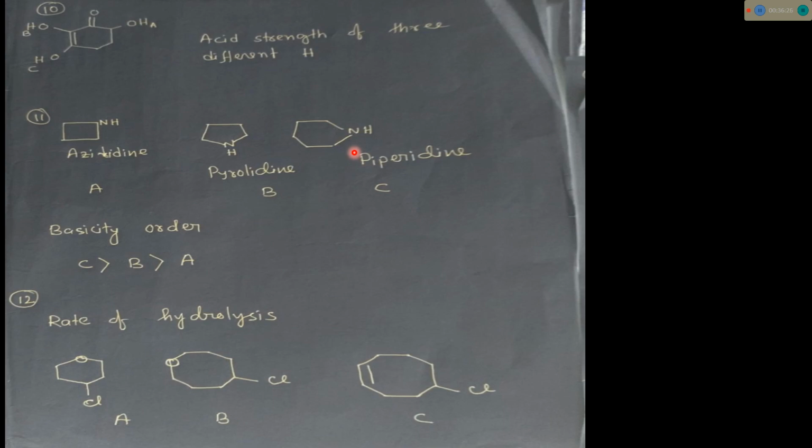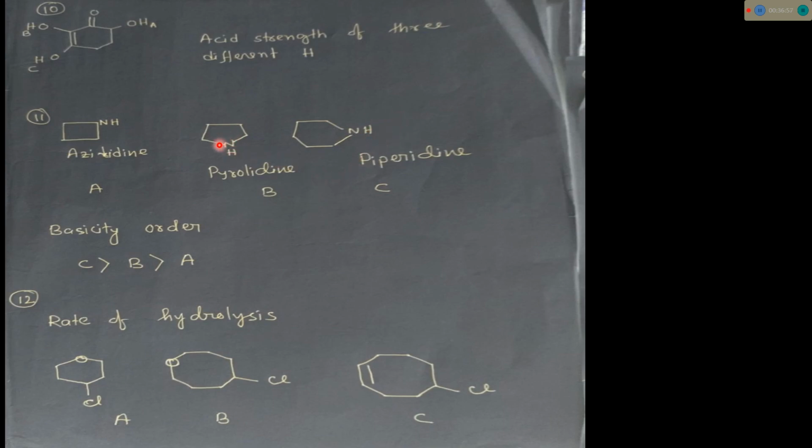So less s character means it is more available for attack. That's why among these three nitrogen bases, piperidine is more basic. So piperidine's lone pair is more available. Piperidine's lone pair containing orbital has less s character.